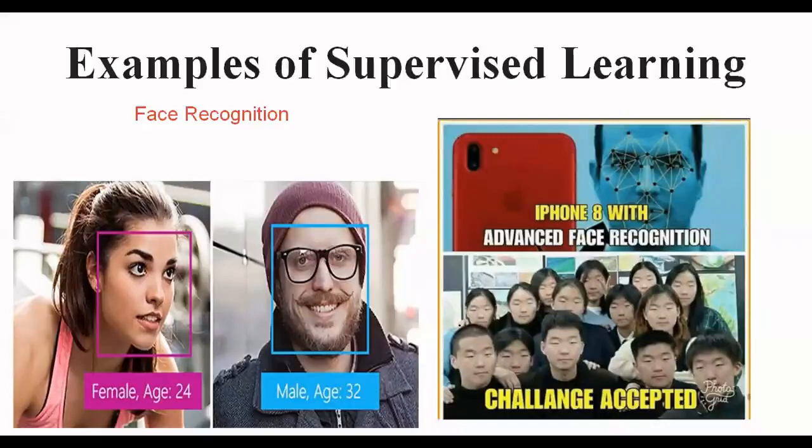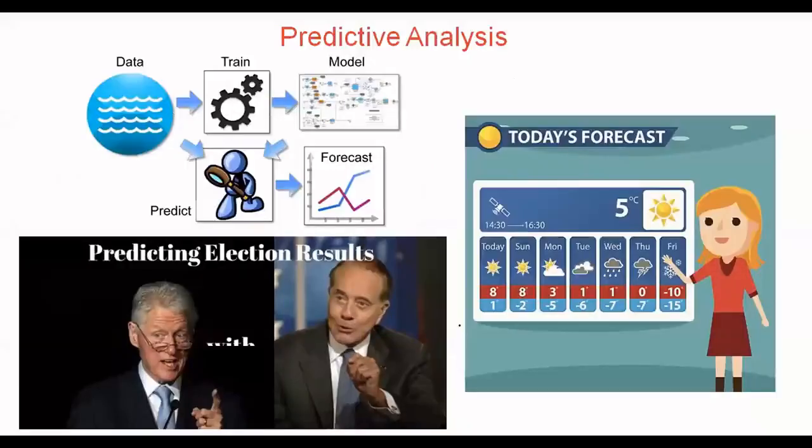We can also do predictive analysis using supervised learning. For example, a weather forecast, a forecast of the share market, or a forecast of cricket or other sports players. We can also predict election results from previous data collected from elections or pre-poll surveys, and we can predict the daily weather forecast, or the forecast for earthquakes and cyclones.